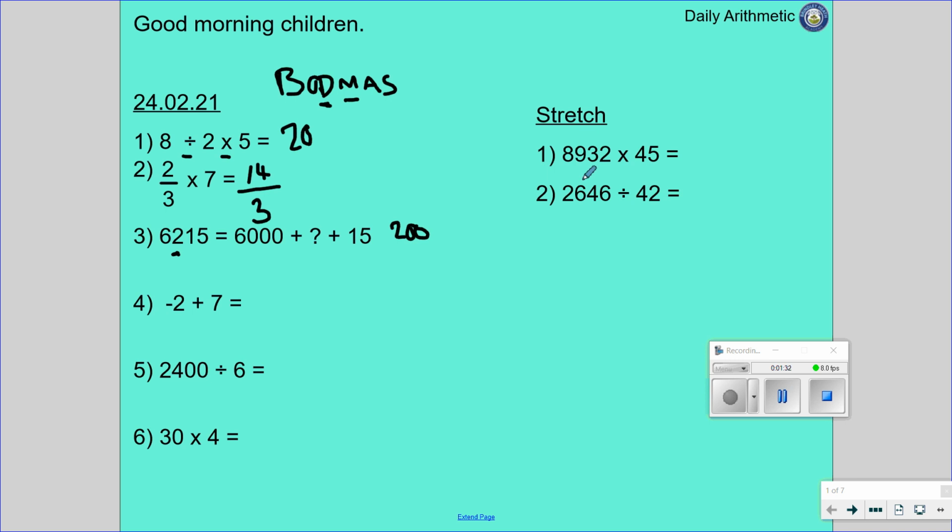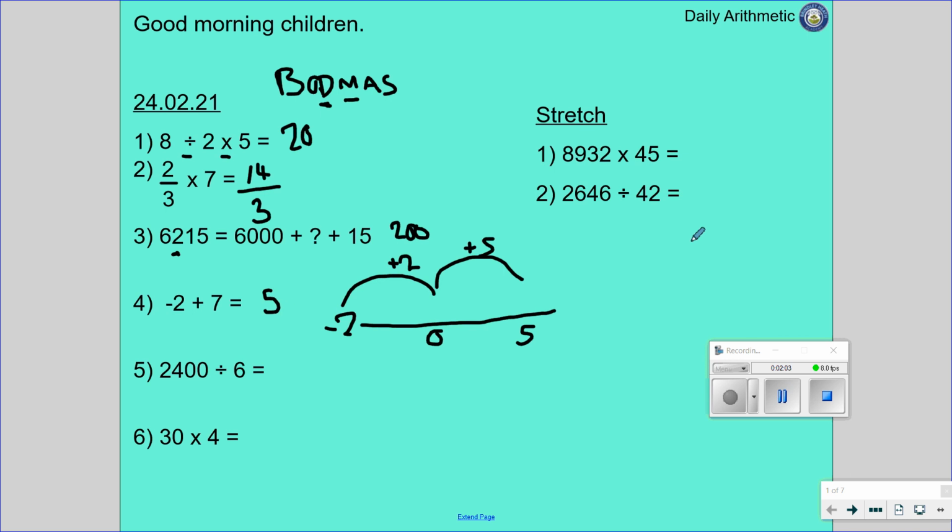Question 4, minus 2 add 7. Remember with these questions, sometimes it helps to write out a number line. We've got minus 2, whatever, 0. First of all, we've got to add 7, but if I add 2, that takes me up to the 0. I've got to add 7 in total, so I need to add another 5 more. So once I've got to my 0, I've added another 5, so the answer must be 5.